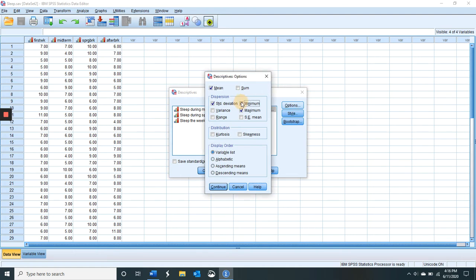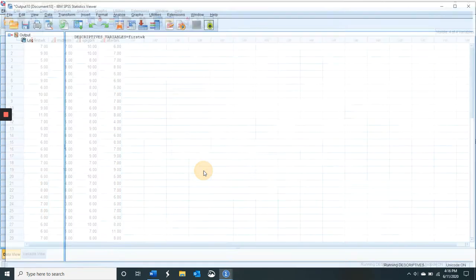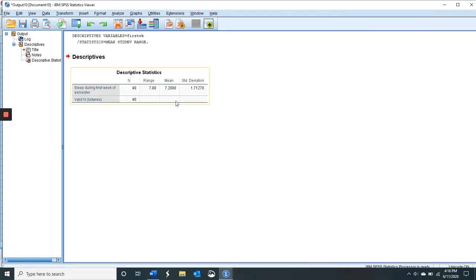I'm going to actually tell it to not give you the minimum and maximum. I don't care about that. I care about the range. And it asks for the mean. So I'm going to just press continue and then OK. And we can look at this and it will give the range, the mean, and the standard deviation.